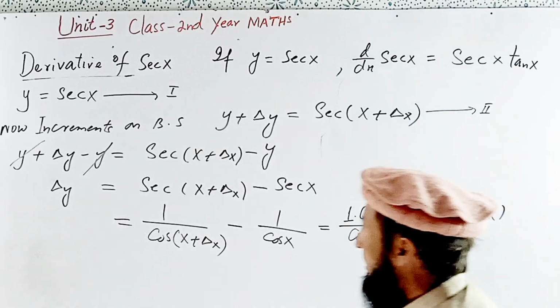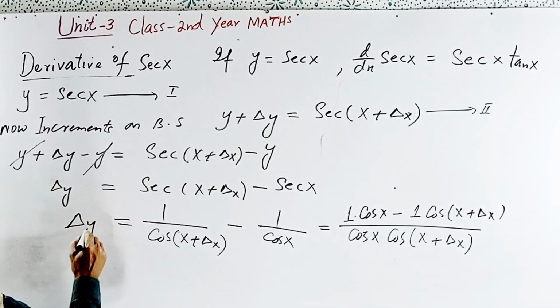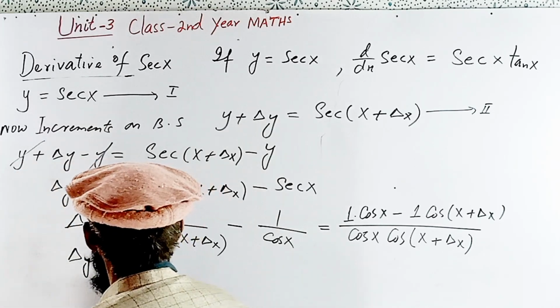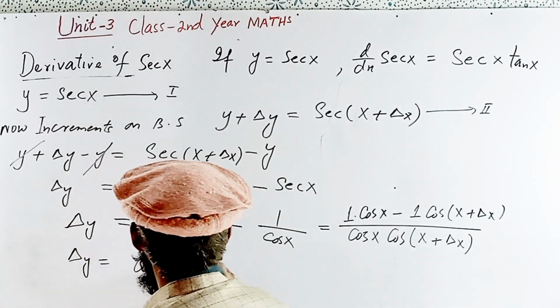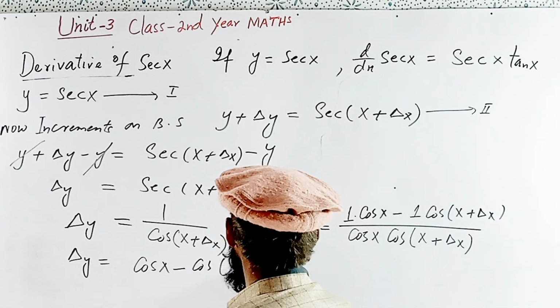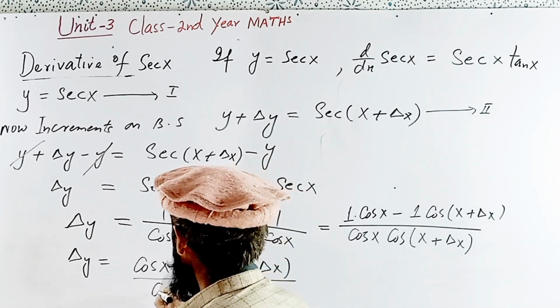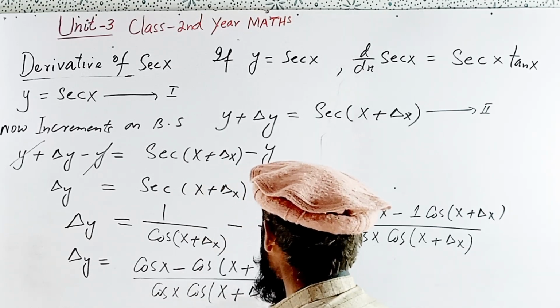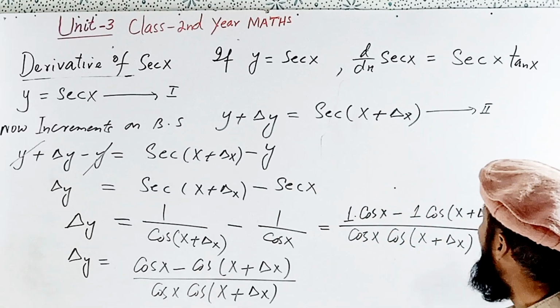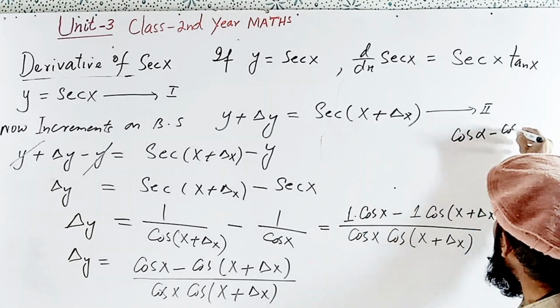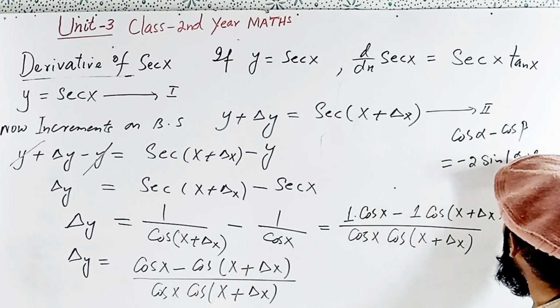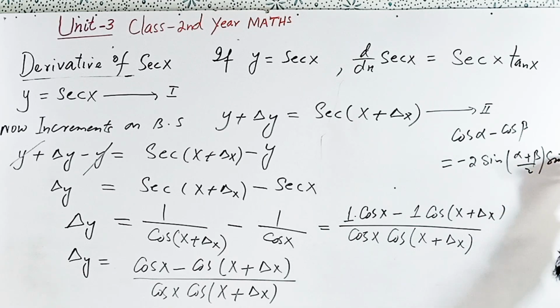Now we simplify this term. Delta y is equal to cos x minus cos of x plus delta x, divided by cos of x and cos of x plus delta x. Now we have the formula for cos alpha minus cos beta. The result is minus 2 sin of alpha plus beta divided by 2, and sin of alpha minus beta divided by 2. That is the formula we are using here.